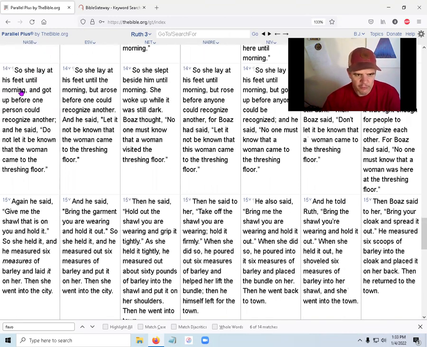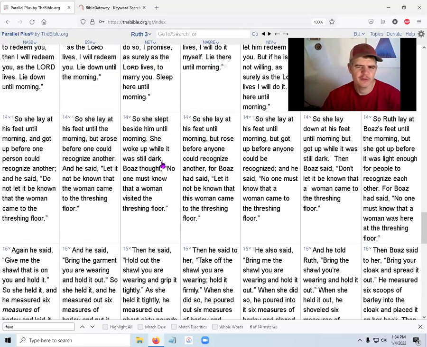So she lay at his feet until morning and got up before one person could recognize another. And he said, "Do not let it be known that the woman came to the threshing floor." Boaz thought, no one must know that a woman visited the threshing floor. I guess women weren't allowed to visit the threshing floor. I guess it was just for men. Maybe it could have been seen as... he said, "I know the good you have done." He talks about how awesome she is. He doesn't want to ruin her reputation, maybe. That's my guess.